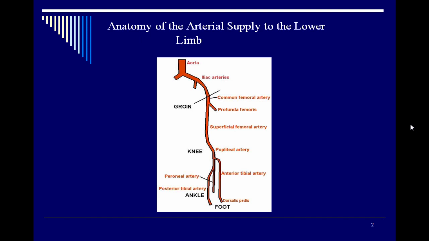And you can see how it goes from the aorta to the iliac arteries, then the common femoral artery, profunda femoris, superficial femoral artery, popliteal artery in the area of the knee, and then it goes to the anterior tibial artery, peroneal artery, and posterior tibial artery on the ankle and foot, and then to the arteria dorsalis pedis.